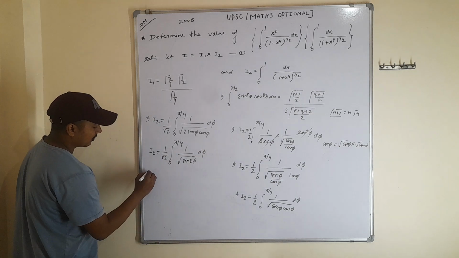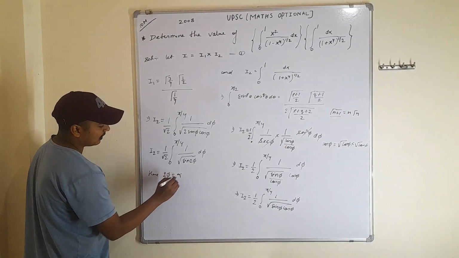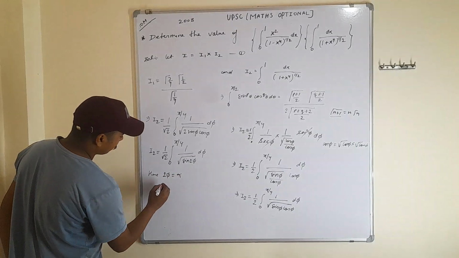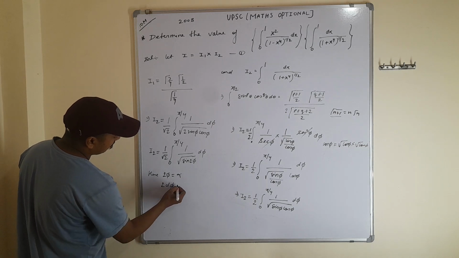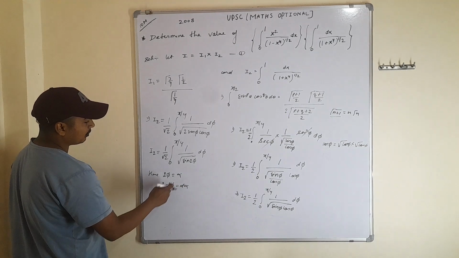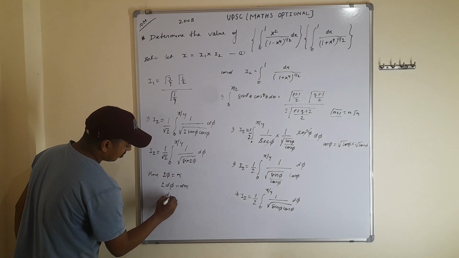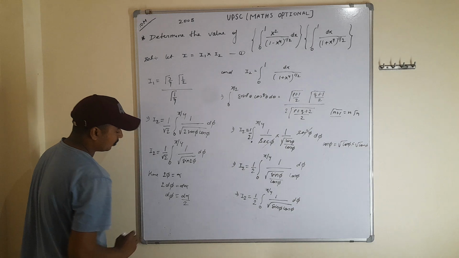From here, 2 phi is equal to alpha, then 2 d phi is equal to d alpha, and we have to remove d phi, that is d phi is equal to d alpha upon 2.